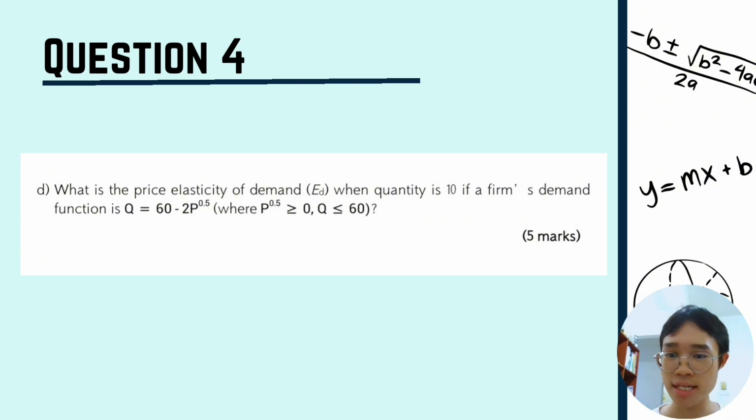And now let us see the last question, which is: what is the price elasticity of demand ED when quantity is 10, if a firm's demand function is Q equal to 60 minus 2P to the power of 0.5, where P to the power of 0.5 is greater than or equal to 0 and Q is less than or equal to 60.